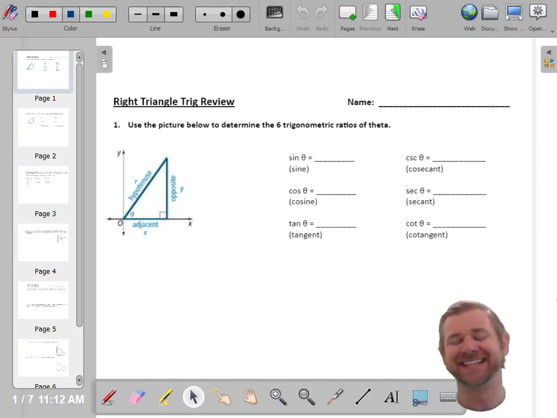Hello everyone, let's review some right triangle trig. Look, I'm a floating head today. My Mason green on my green screen.